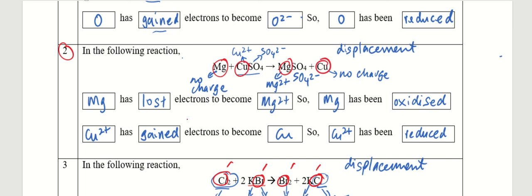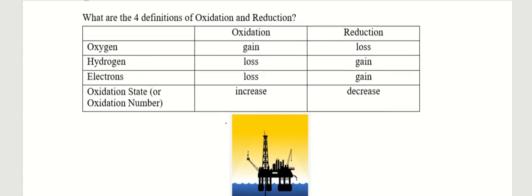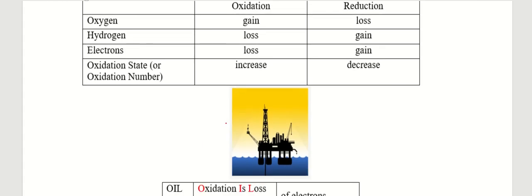So, let us do a recap of this particular section. When something is oxidized, it has lost electrons. But when something has undergone reduction or been reduced, it has gained electrons. So you can always go back to the examples and replay the video to have a better understanding of oxidation and reduction in terms of loss or gain of electrons. I hope that this video has been useful for you.